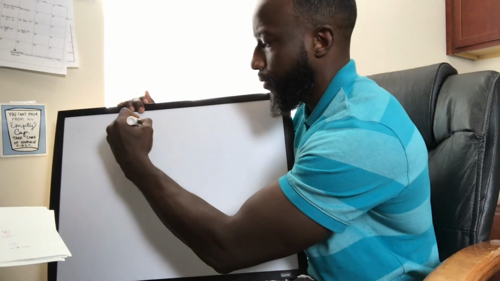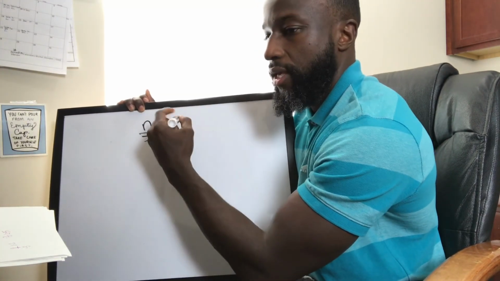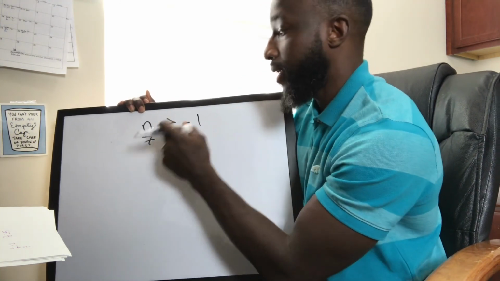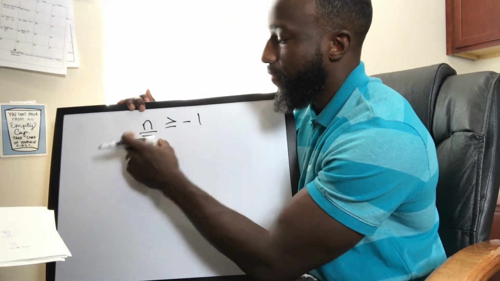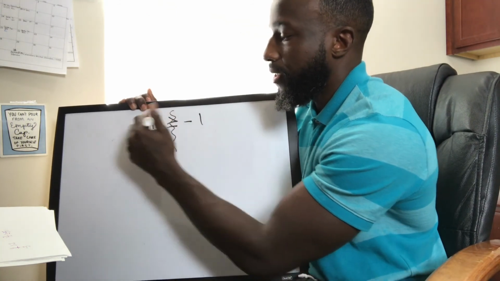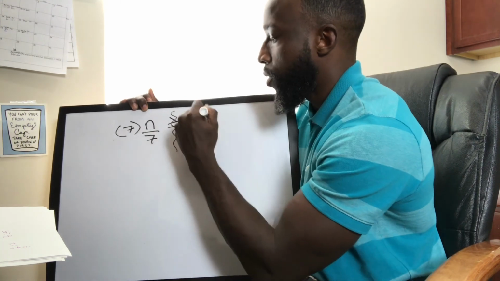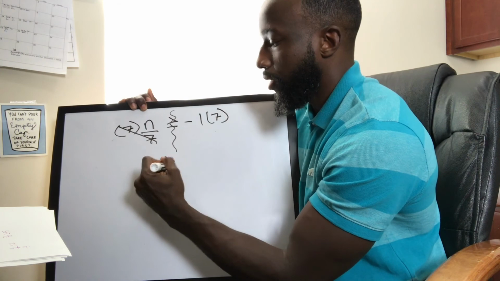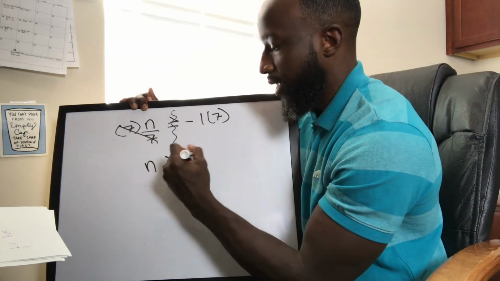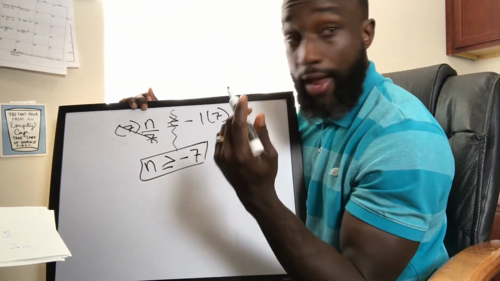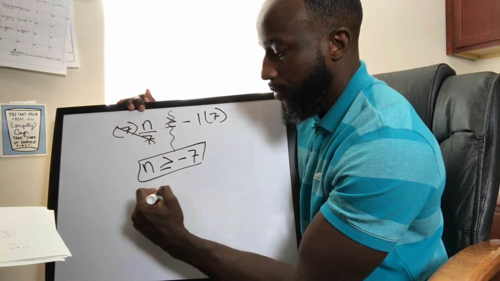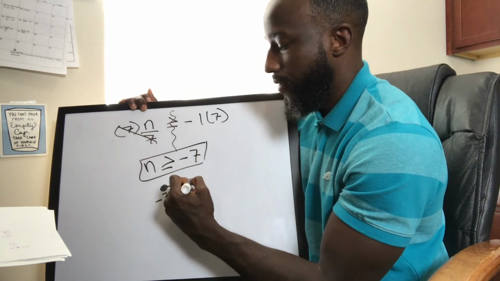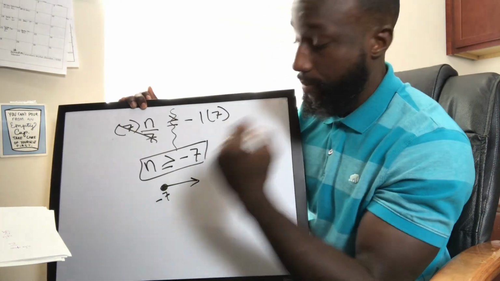If I have a situation like n over 7 is greater than or equal to negative 1, it's the same thing as if this was an equal sign. The inverse operation to division is multiplication, so I'm going to multiply by 7 on both sides. That becomes 1, and n is greater than or equal to negative 7. Let's graph it. Greater than or equal to, closed circle at negative 7, everything bigger than negative 7. So that's negative 6, negative 5.